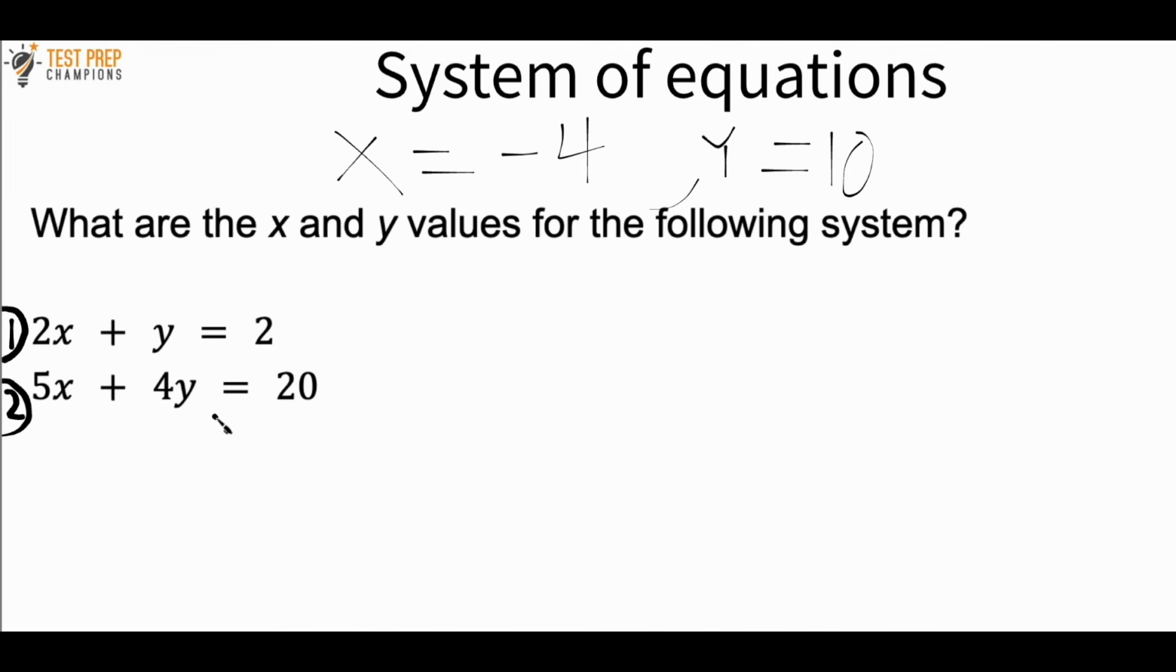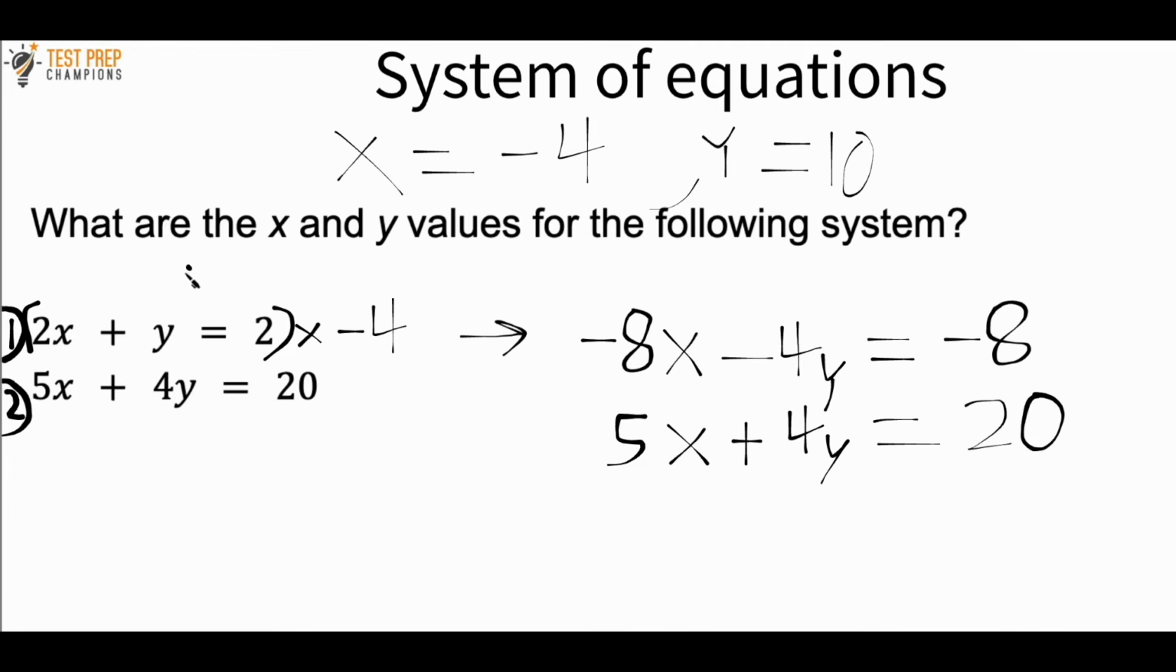So what I'm going to do here, since I see that this y doesn't have anything in front of it, but I see that the y in equation 2 has a 4 in front of it, is take the entire equation 1 and multiply it all by -4. And let me show you what happens when I do that. If I multiply everything in this equation by -4, this will become -8x minus 4y equals -8.